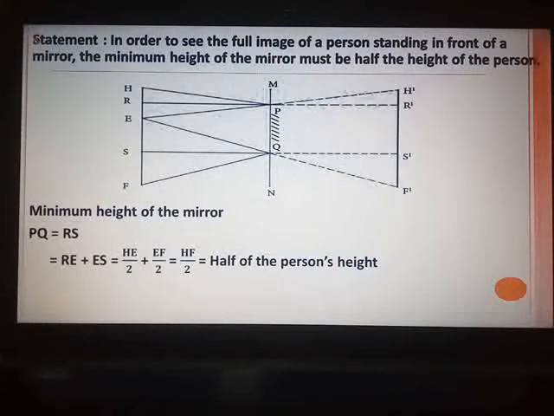Now, after studying about plane mirror, we are going to study about the next type of mirrors, spherical mirrors and its types.